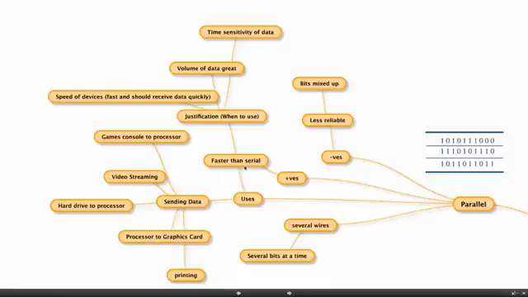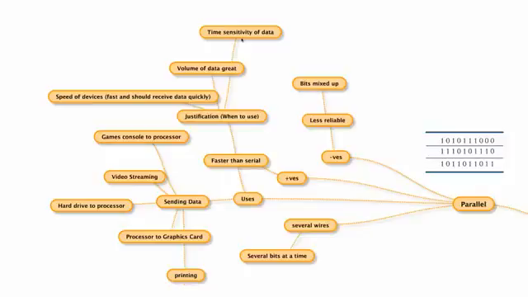Why do we use it? Well, it's faster than serial. The advantage is it's faster than serial, so we use it when the speed of devices is required, so that it sends data fast and receives the data quickly. The volume of data is great, and the time sensitivity of data is important. We need the data to arrive quickly.